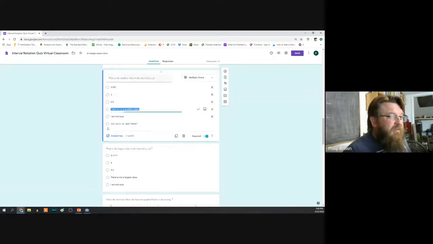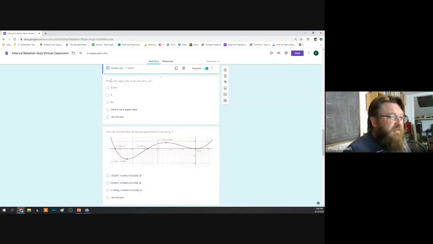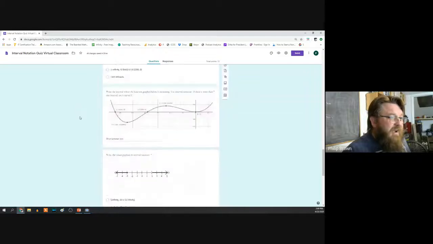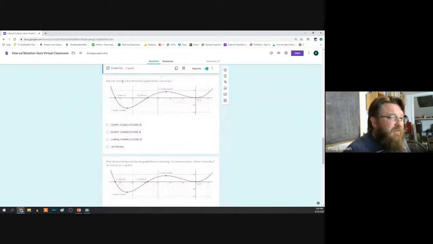This one doesn't have a smallest value. What's the largest value? 5.2. Good. All right. Graphs. Select the intervals where the function graphed below is decreasing.